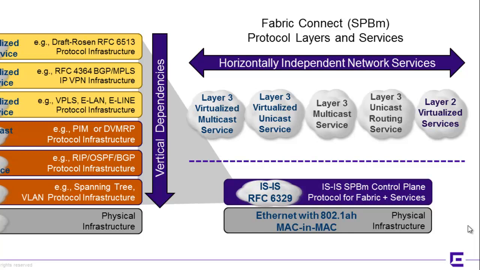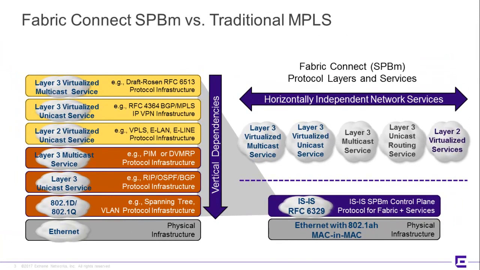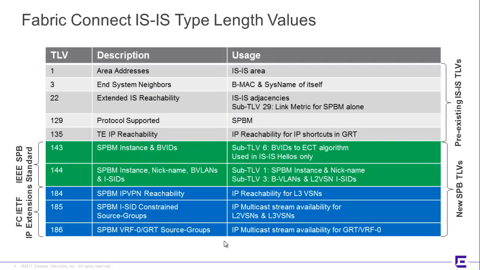And the slide kind of gives you a good conception of what goes on. However, it's not enough to read the link state database. We need more specific information, and we get that by providing a table. That table will give us the type length values that are defined within ISIS currently within Fabric Connect. You can see that there are three classes. We first of all have our gray class, which is the pre-existing ISIS light type length values that have been around for quite some time.